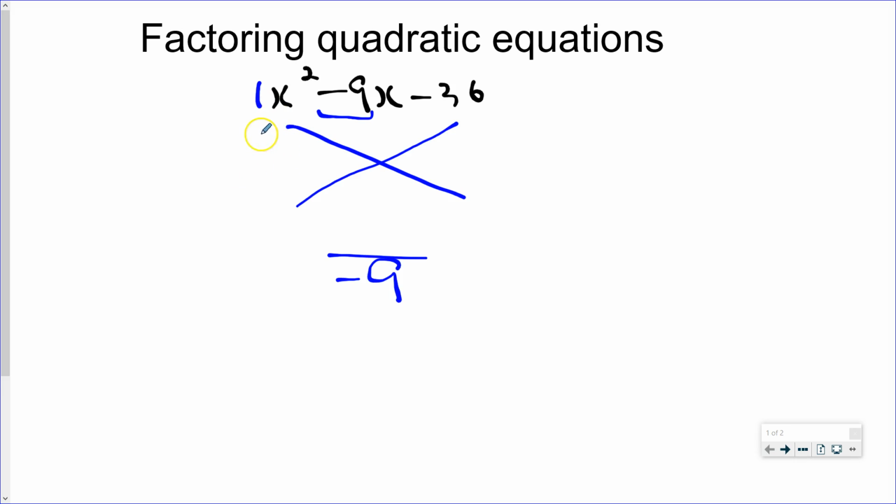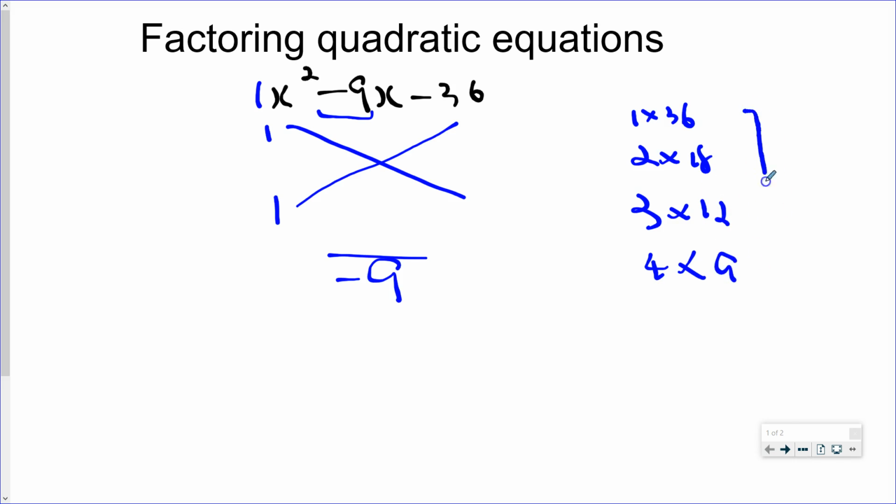So let's say 1 is quite simple. The only two numbers multiplied together to get 1 are 1 and 1. 36, that could be a couple of them, so we'll just write that out. 1 times 36, 2 times 18, 3 times 12, 4 times 9. That's basically it. This list, 1, 2, 3, 4, 9, 12, 18, 36, they're all the factors of 36. So what I want to do is find if a pair of numbers, put it over here, 1 and 36, and somehow I can get to -9. So let's look at each individual case.